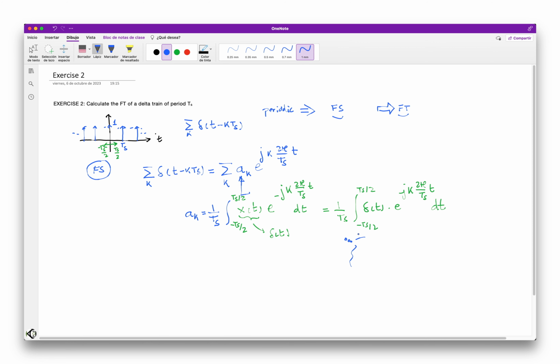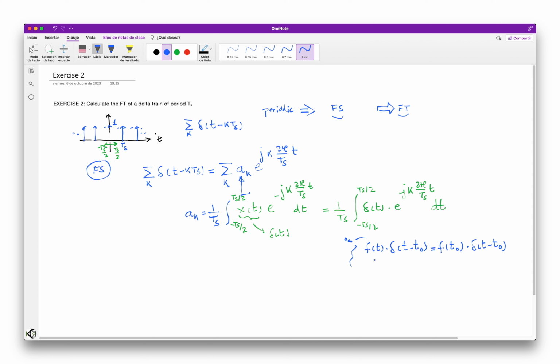Well, this integral is straightforward if we remember the sampling property of the delta. Remember that there was a very important property of the delta: if we have a function f of t and we multiply f of t times a delta displaced to a certain point t0, the result is the sample of the function f at the point where the delta is, which is t0, times delta of t minus t0. This is the sampling property.